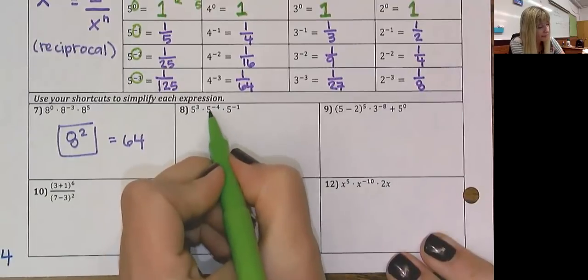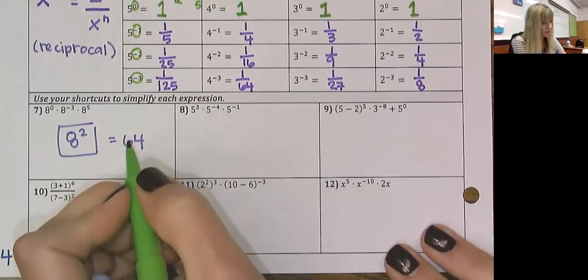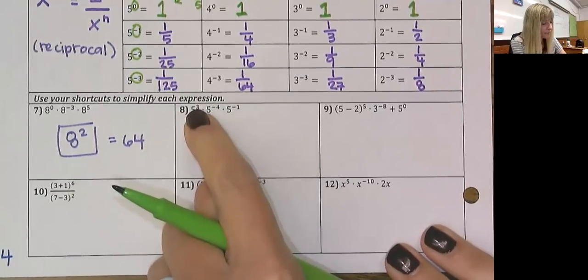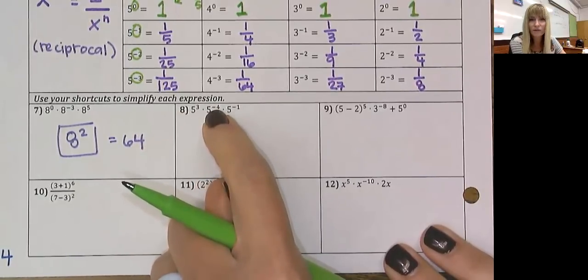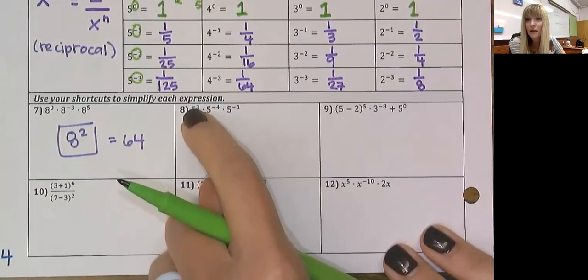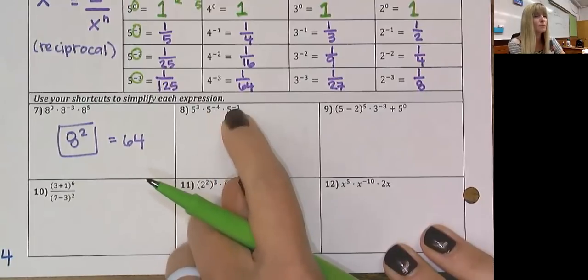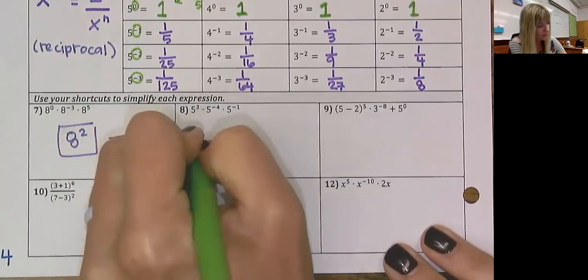These all have bases of 5. So I'm going to do that again. I'm going to add the exponents. Here we go. 5 plus -4 is negative, what? Not 5, that's a 3. 3 plus -4 is -1. -1 plus -1 is -2.